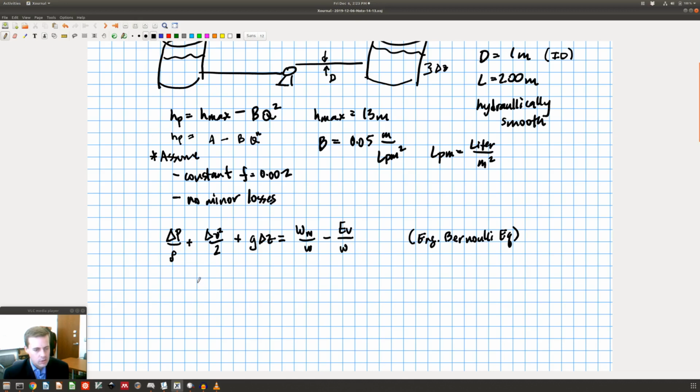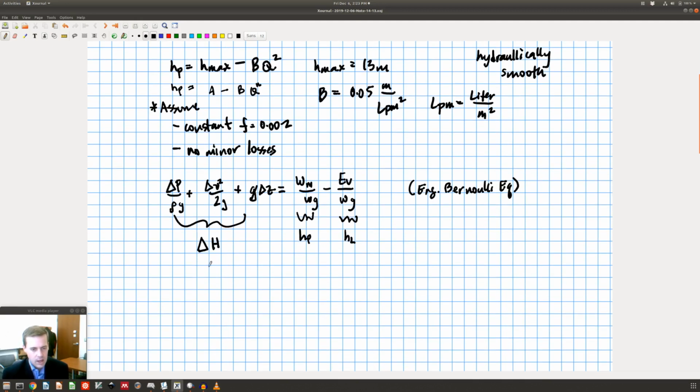As we talked about in class, the more convenient form in this case is the head form. So I'm going to divide this entire equation by g. I put a g here, I cancel that, and I put a g down here and down here. This piece is the change in head of the system, this here is my pump head, and these are my head losses. So I can rewrite this equation as delta H equals HP minus HL.